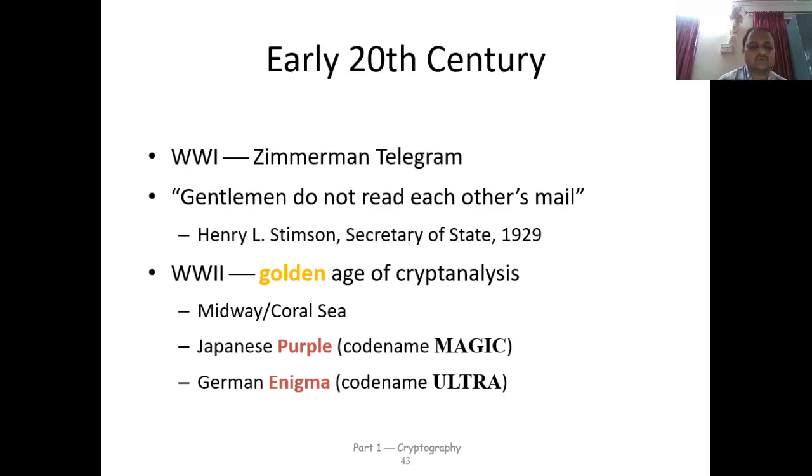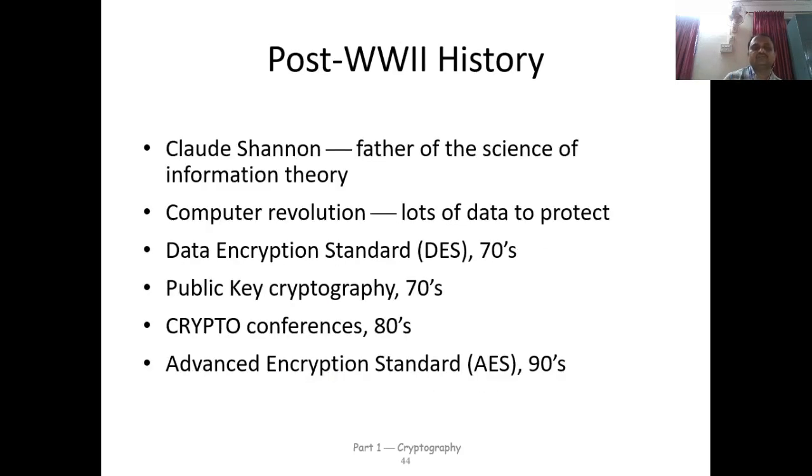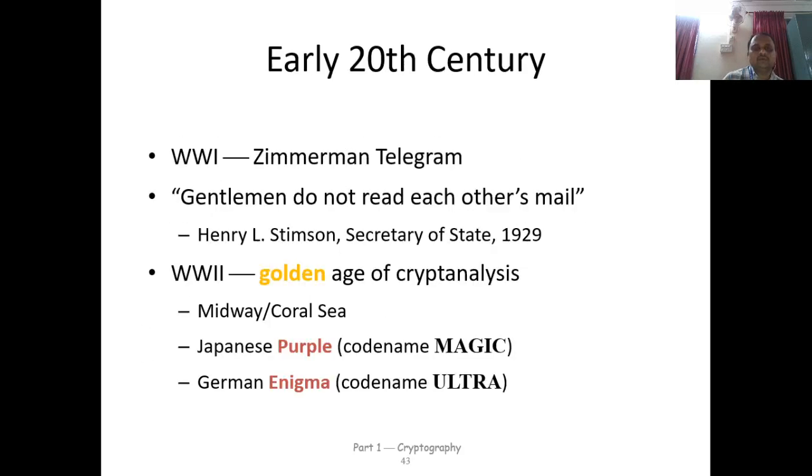Then one more event was WWII, the Golden Age of Cryptanalysis. You already know what cryptanalysis is: breaking the secret codes. Midway or Coral Sea, Japanese Purple, and they used some code names like Magic or Ultra. In the next class, I'll be discussing some of the history of this cryptanalysis. So this is how exactly that election of 1876 was conducted.